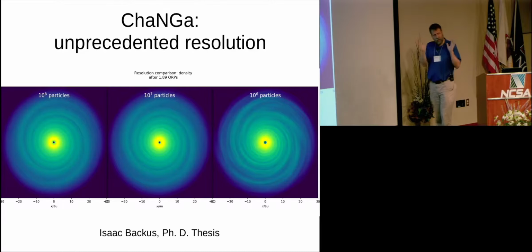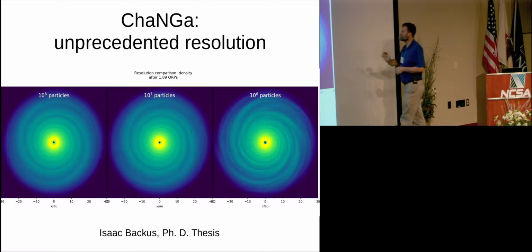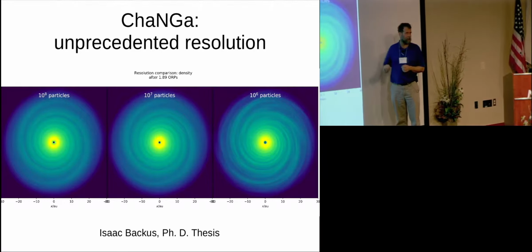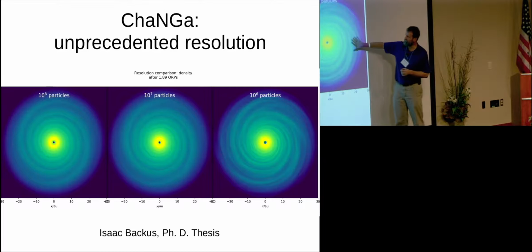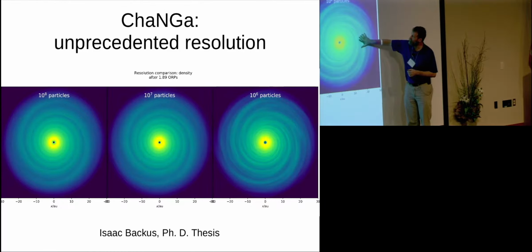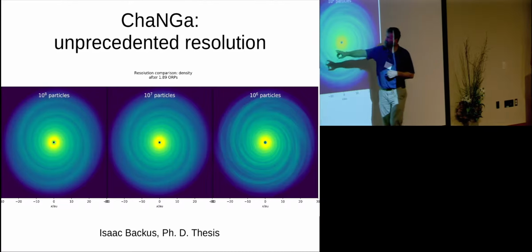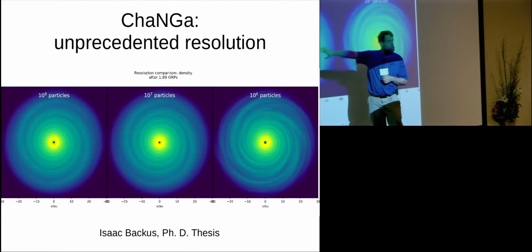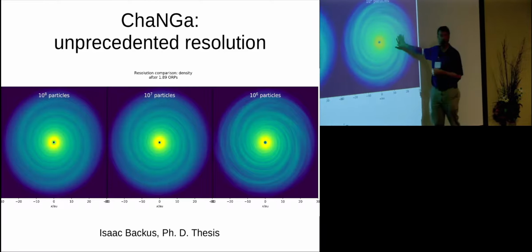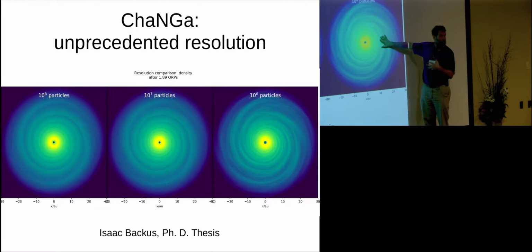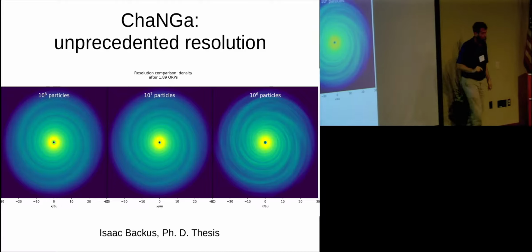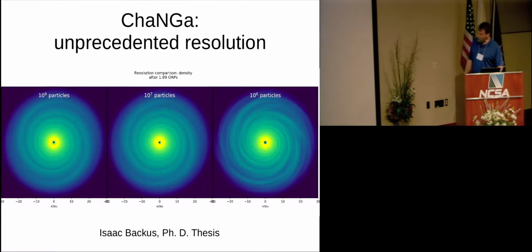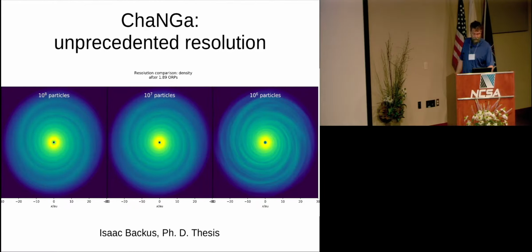This is important not only because of the dynamic range needed, but due to the fact that, well, disks are very delicate objects. And so you can see there's some extra structure in the low resolution simulation that disappears as we go to higher resolution. That is essentially numerical noise that can generate instabilities that we want to resolve out. And so this is the power of being able to scale to large processor count and large number of particles.